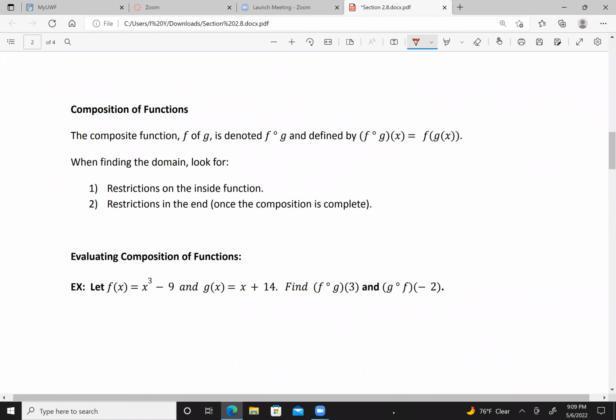Okay, now we look at composition. The composite function f of g is denoted with this symbology here. The composite of f of g of x is the same as f of g of x. When finding the domain, look for restrictions on the inside function and then restrictions on the end once the composition is complete.